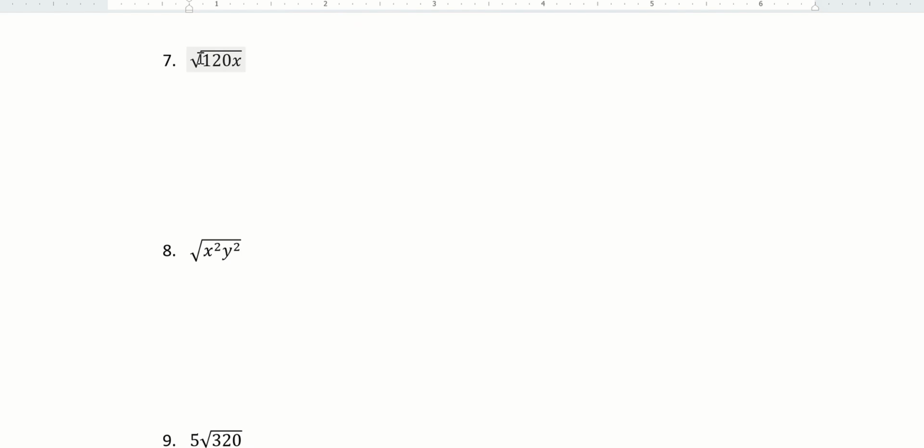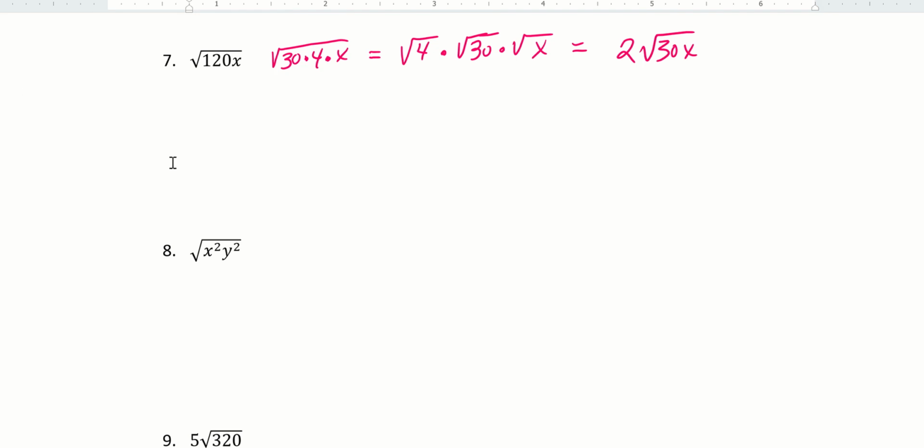Okay, so we have square root of 120x. So does 120 have any perfect square factors? What I'm thinking of is 30 times 4. So you could do 30 times 4 times x, which is, I'm just going to put the 4 first, square root of 4 times the square root of 30 times the square root of x, which would be 2 times the square root of 30x. Does 30 have any perfect square factors? I don't think so. So I think that would be our most simplified form.